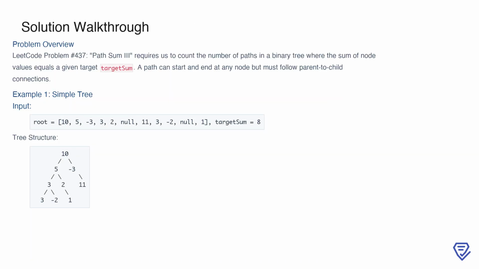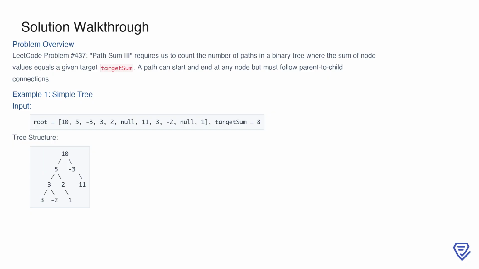In this problem, we need to count the number of paths in a binary tree where the sum of the node values equals a given target, called targetSum. A key detail here is that the path can start and end at any node within the tree, but it must follow parent-to-child connections. To illustrate this, consider the example tree provided.